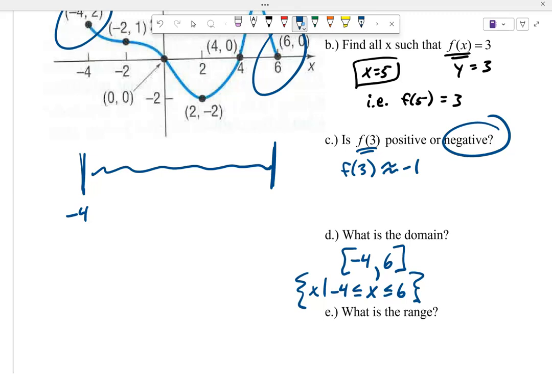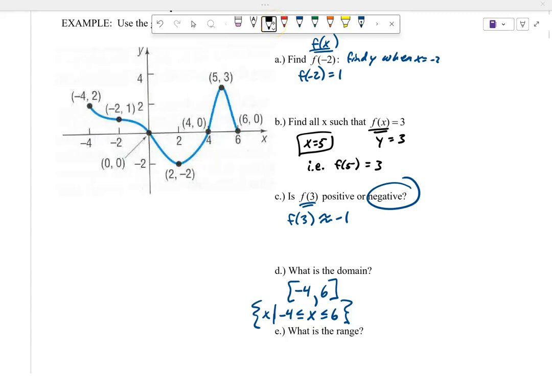X such that x is less than or equal to 6 and greater than or equal to -4. And that's our domain on this one. All right, now we're asked for the range, find our range. So what's our lowest y value?